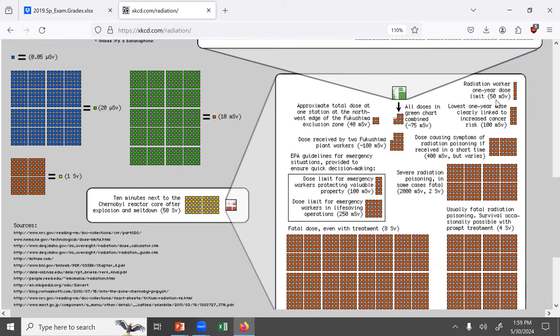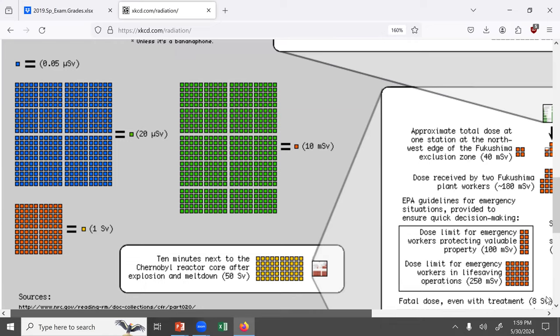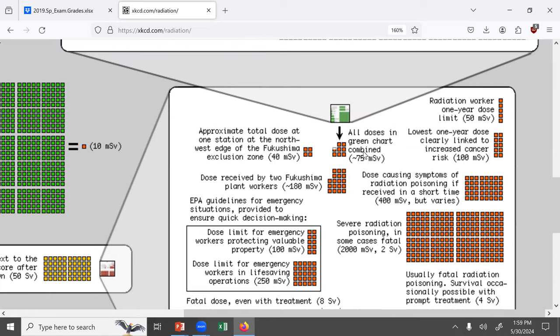These are the ones that are likely to start causing immediate health effects. All of the green doses together is 75 millisieverts. Total dose at one station at the northwest edge of the Fukushima exclusion zone, 40 millisieverts. Then there's some.